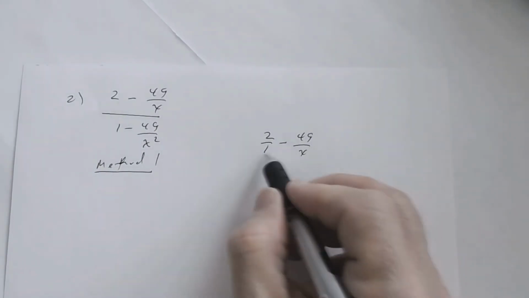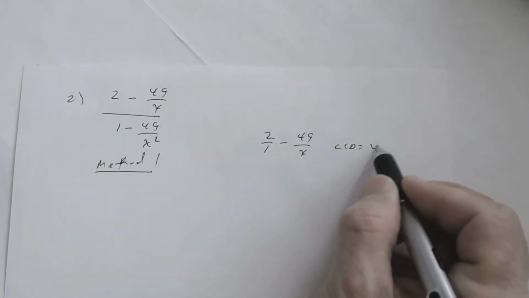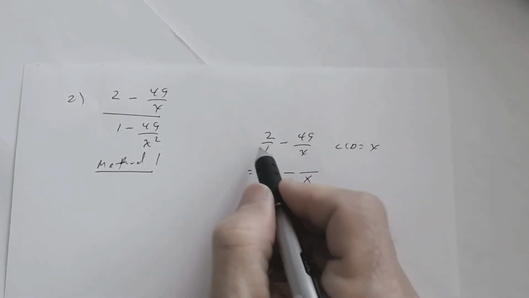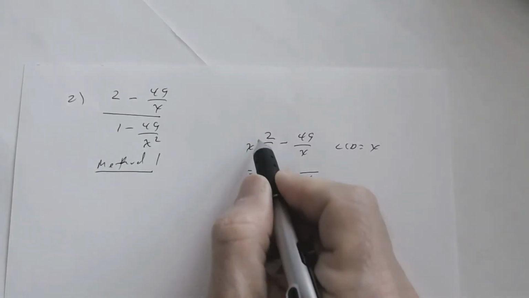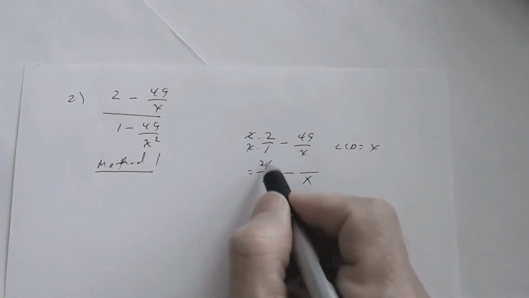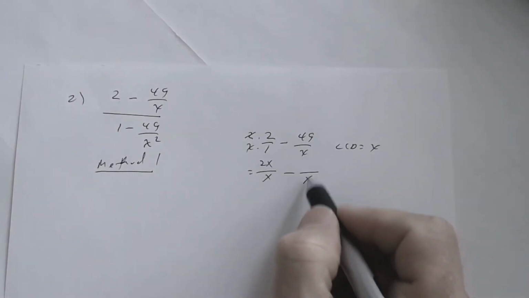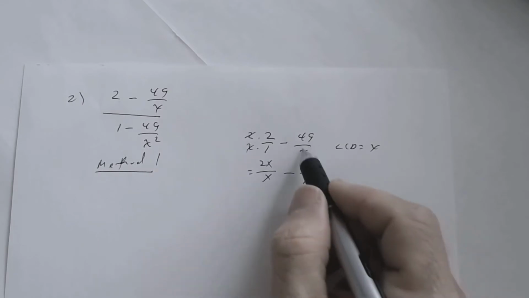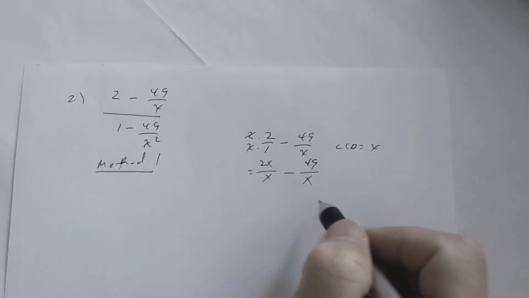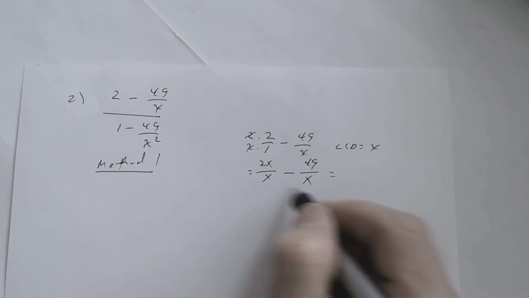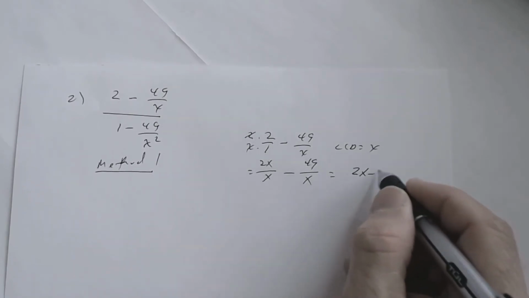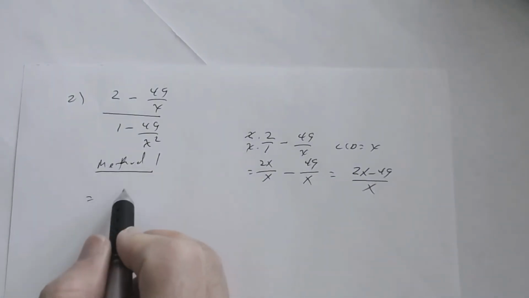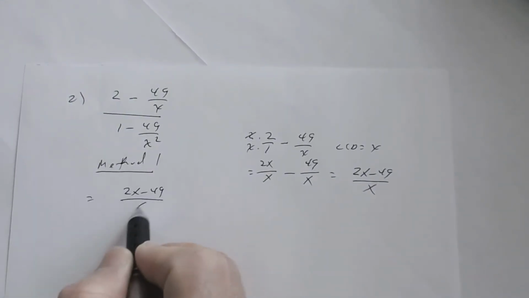So I got to find the LCD here. So the LCD is x. So I'm going to write 2 fractions with x as the denominator. So I know that 1 times x will give me x, and so 2 times x is 2x. Over here, the denominator is already the same, so 49 has to go here. So every rational expression is equivalent to itself, and so now I can write this as one fraction. This becomes 2x minus 49 divided by x. And so that's going to be your numerator.